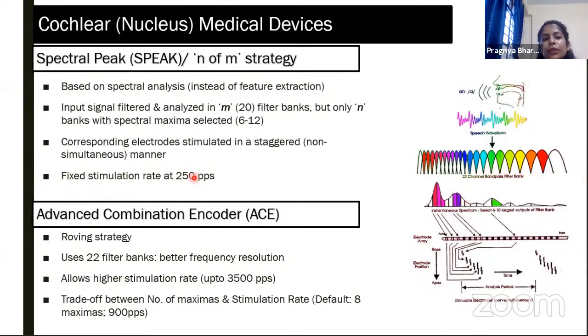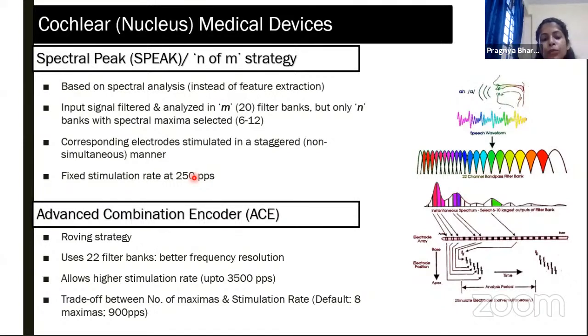Now they use a variation of the spectral peak strategy, which is known as the advanced combination encoder, or ACE. How it is different from the SPEAK strategy is mainly that they use a roving or staggered manner of stimulation of electrodes, which allows them to use a very high stimulation rate compared to the SPEAK strategy. So they can use a stimulation rate as high as up to 3,500 pulses per second, and they use 22 filter banks.